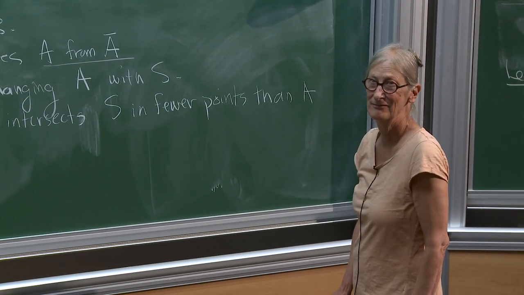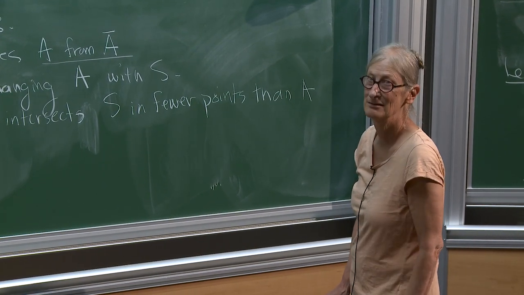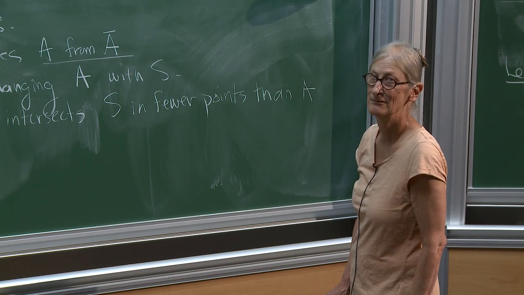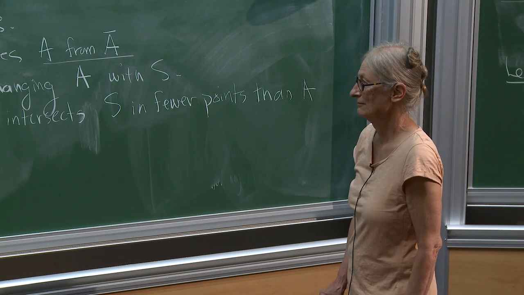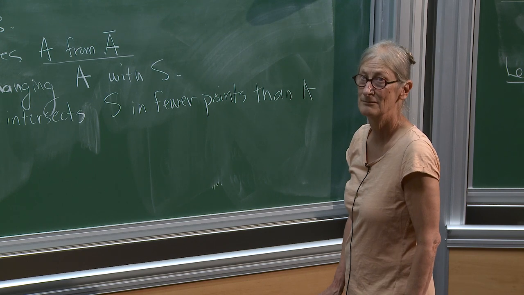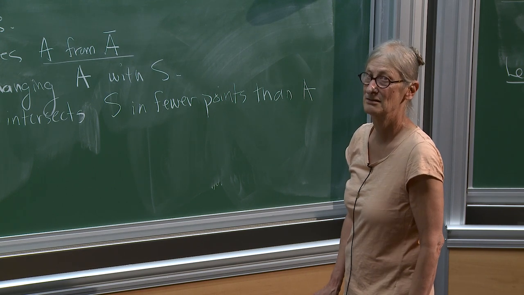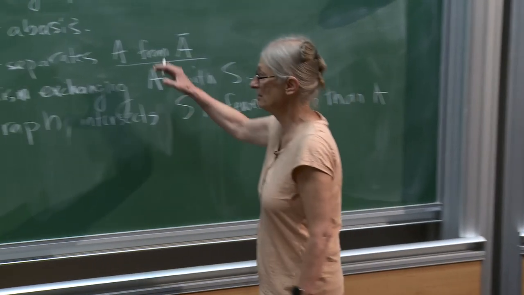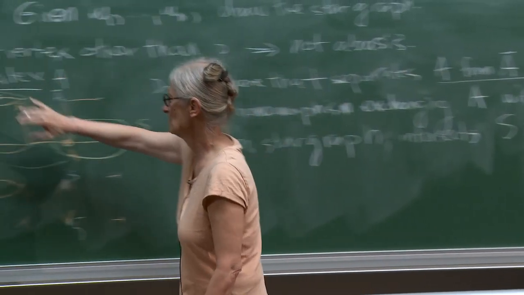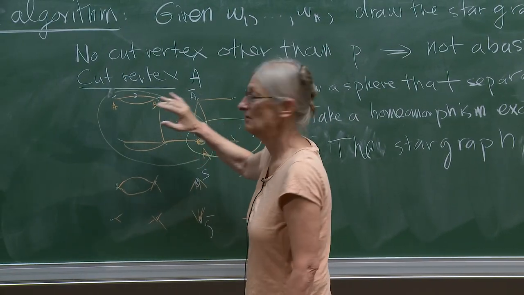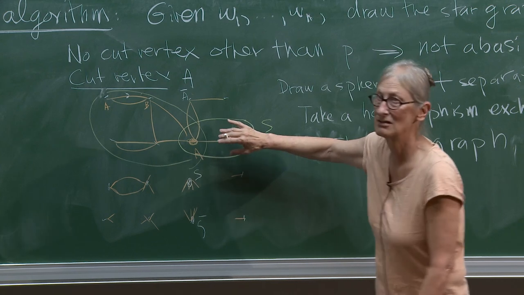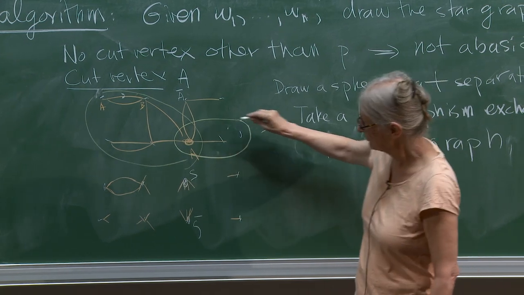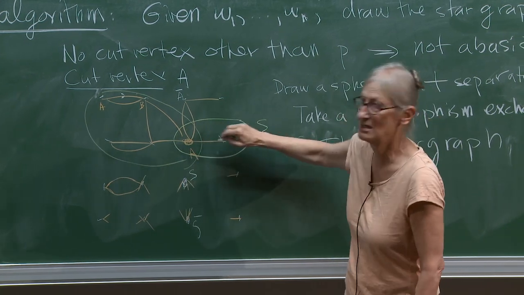It's just that it seems to me you could draw other spheres in the graph that are separating A from A bar, but also don't do what I want? Yeah, no, I want to separate. There are lots of spheres that separate A from A bar. The important feature of this sphere is that since it goes around the cut vertex, it misses some of the edges coming out.